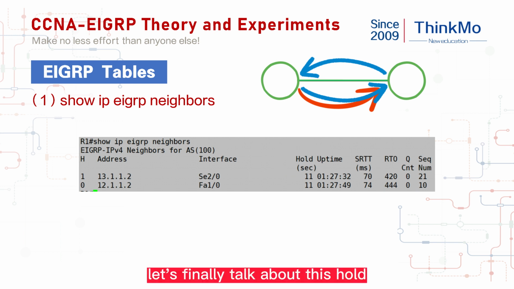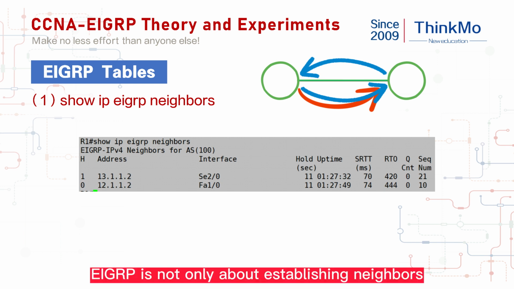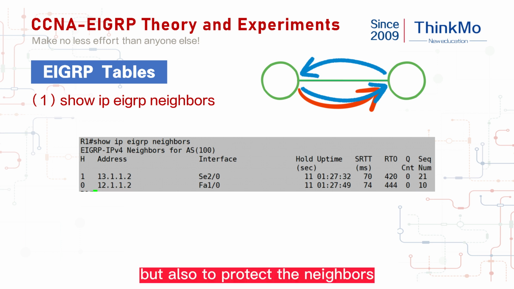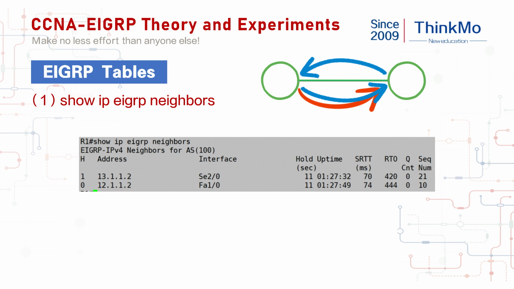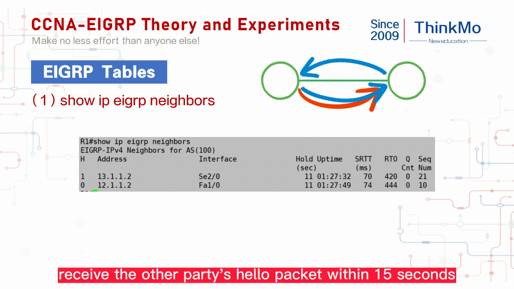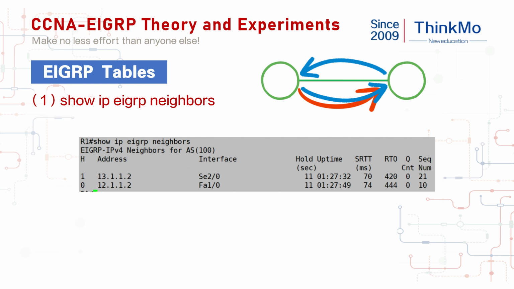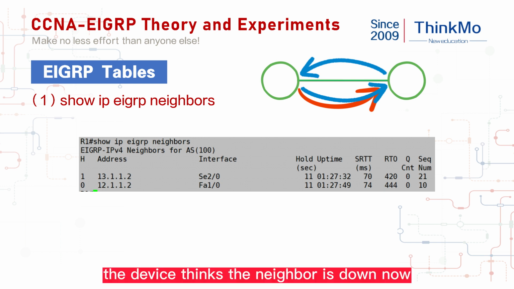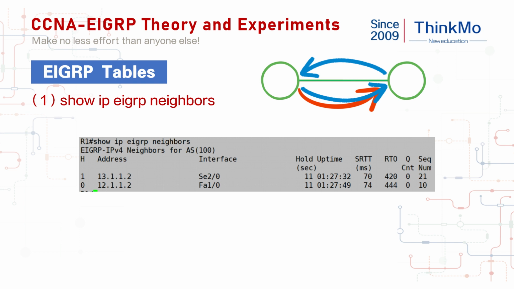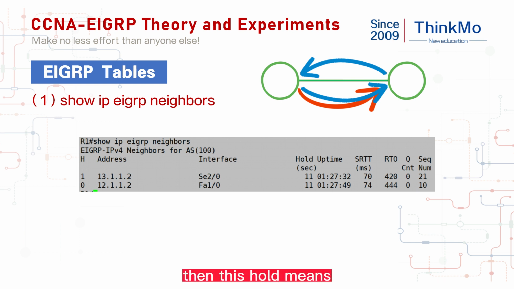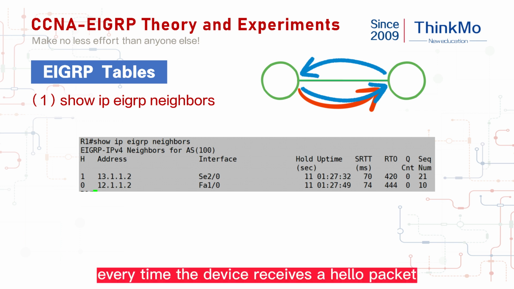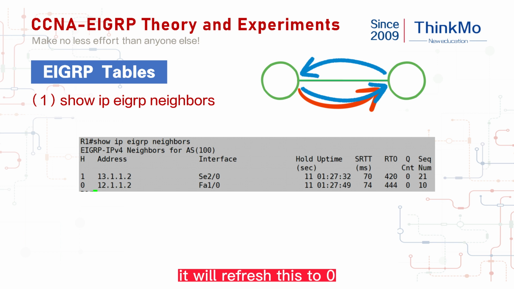Let's finally talk about this hold time, called duration. EIGRP is not only about establishing neighbors, but also to maintain the neighbors. EIGRP sends a hello packet every 5 seconds. If the device does not receive the other party's hello packet within 15 seconds, the device thinks the neighbor is down, and it will remove the neighbor. That is, it thinks the neighbor is gone and removes it from the table. This hold means every time the device receives a hello packet from its neighbor, it will refresh this to 0 and start counting up. If it hasn't received one in 15 seconds, it won't keep this neighbor.